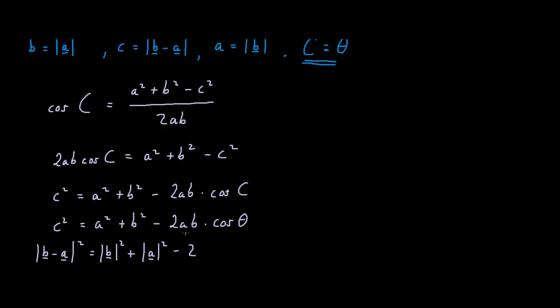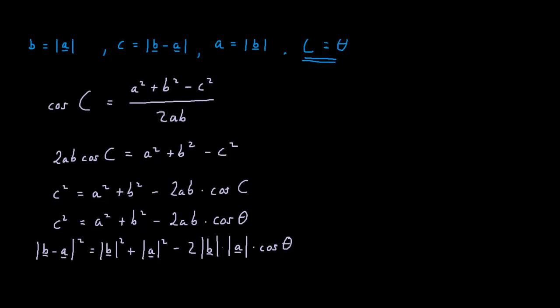And we'll use this information on 2ab. So here we'll get 2 multiplied by the magnitude of the vector b multiplied by the magnitude of the vector a multiplied by cos theta. Now, you can look at this carefully again to make sure that everything is correct. So, c squared is the magnitude of the vector b minus the vector a squared. a squared is the magnitude of the vector a squared, and b squared is the magnitude of the vector b squared. And if you know that, you will know that this equation that we've written right here is true.